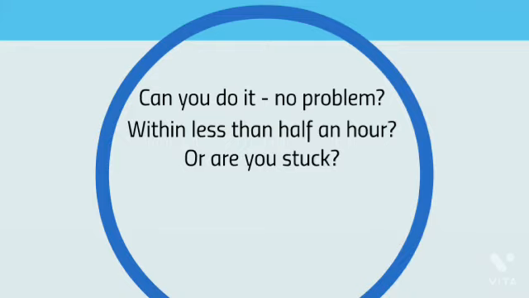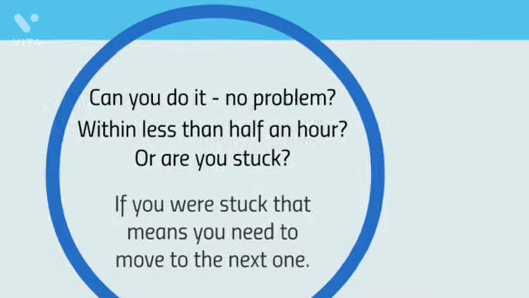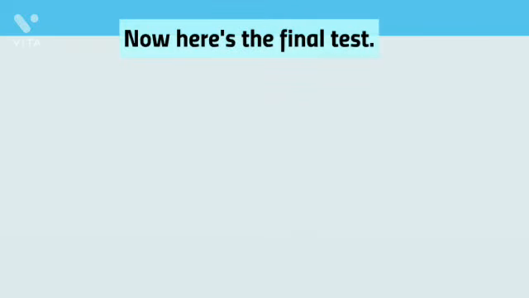Now, are you stuck? Let's say you tried it and you weren't able to think of anything. If you're stuck, then that kind of means that you need to move on to the next one. So look back on the list of pains and hobbies, pick another one, and go through the cycle again until you find one that works.